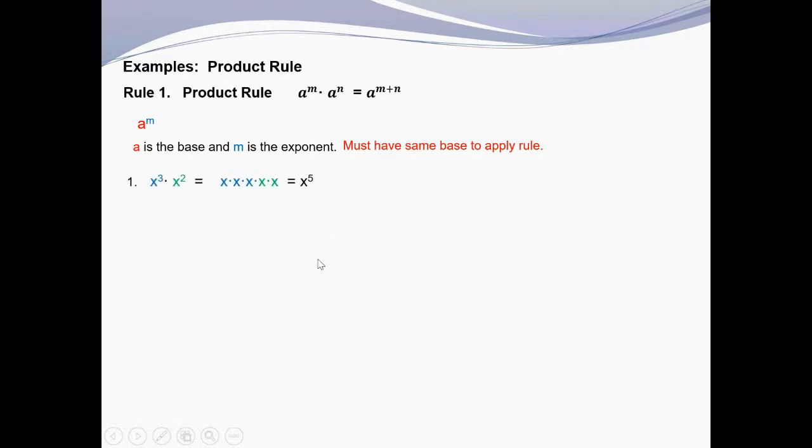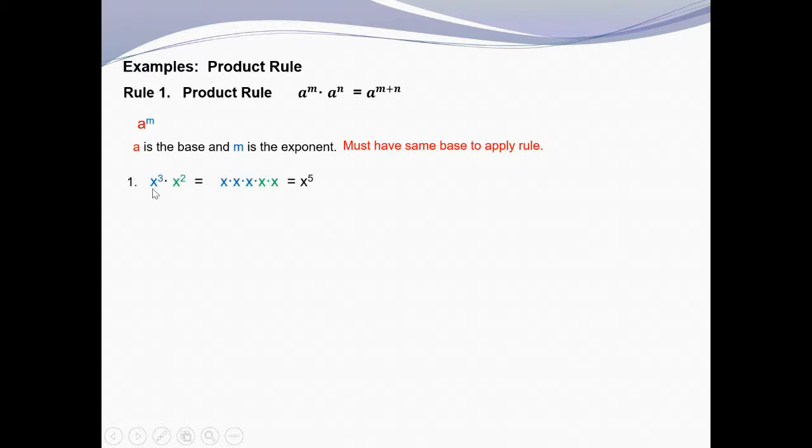Okay, now, and there's a rule from the previous slide. Example. So let me show you here what everything stands for. A is called the base, and m is the exponent. Must have the same base to apply the rule. You see, these are the bases here. So they must have the same base in order to apply the rule.